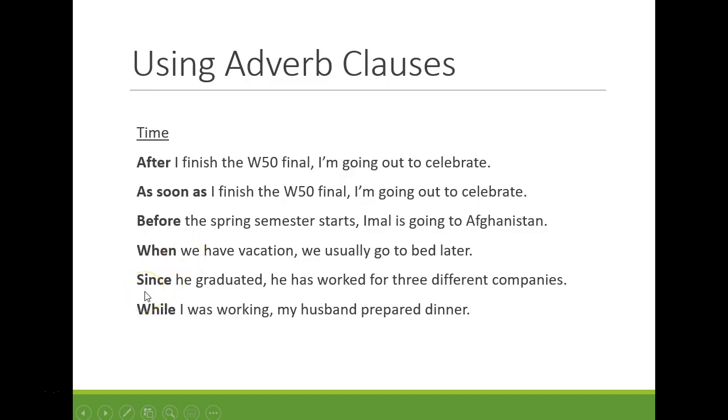With since, we're talking about an action that started in the past and continues to the present. So we typically use the present perfect verb tense to show that. And we use while when we're talking about two actions that are happening at the same time. While I was working, my husband prepared dinner.